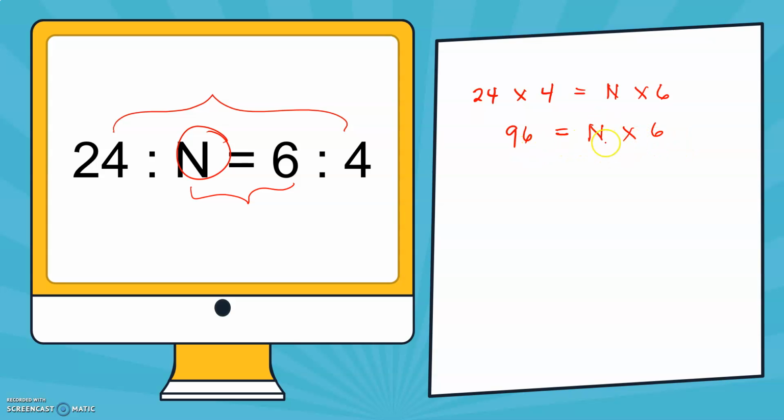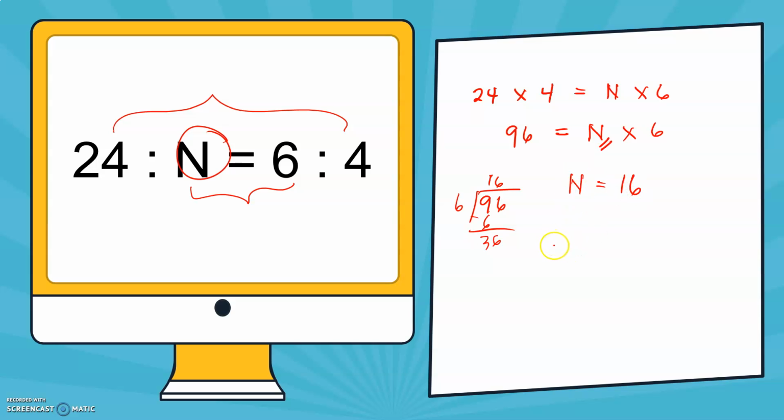But we know that 96 is equal to n times 6. That means we will look for a number that when multiplied to 6 will give us 96. And for us to do that, we will divide 96 by 6. 9 divided by 6 is 1. 1 times 6 is 6. Then we have here 6. Therefore, the value of n is 16.